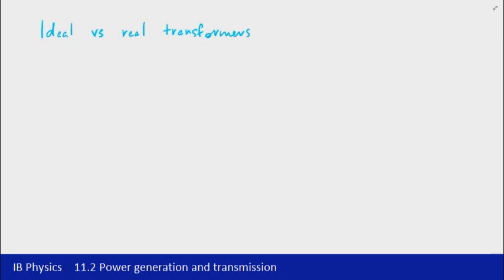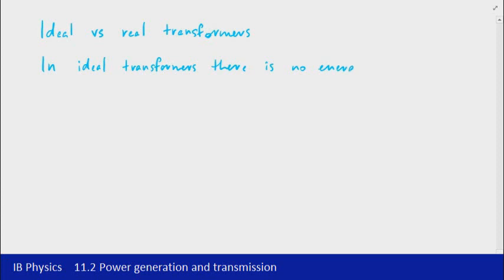Continuing to look at transformers, we're going to have a look at the difference between ideal and real transformers. We'll start with an ideal transformer. It's a little bit easier. So in ideal transformers, we consider that there is no energy loss.